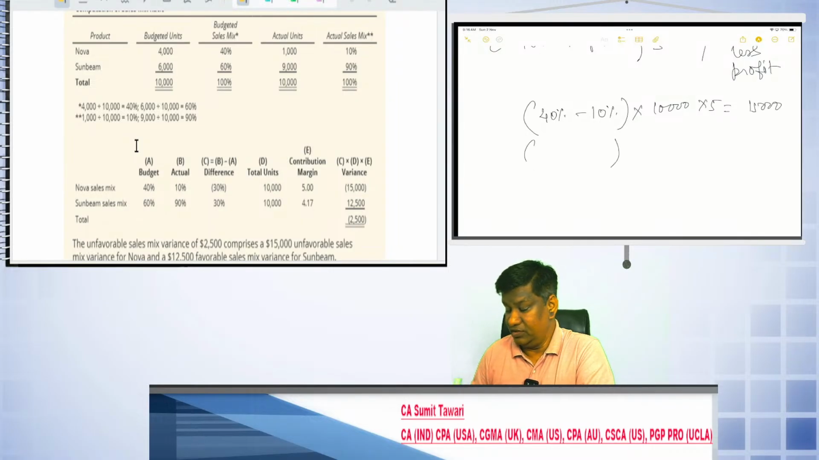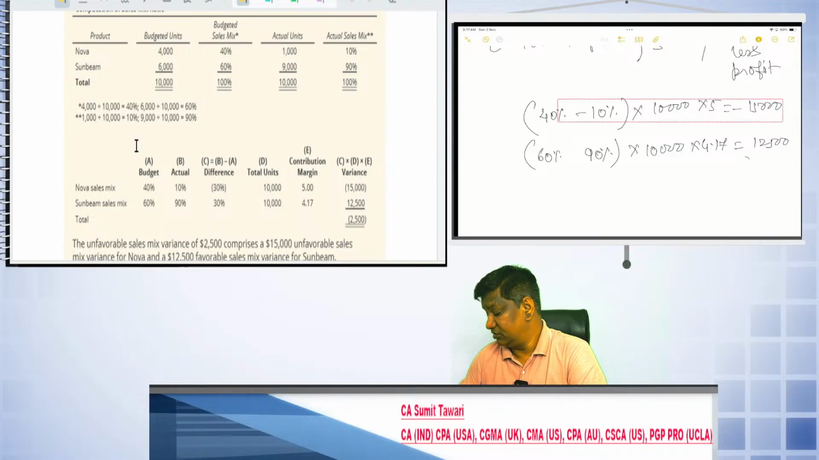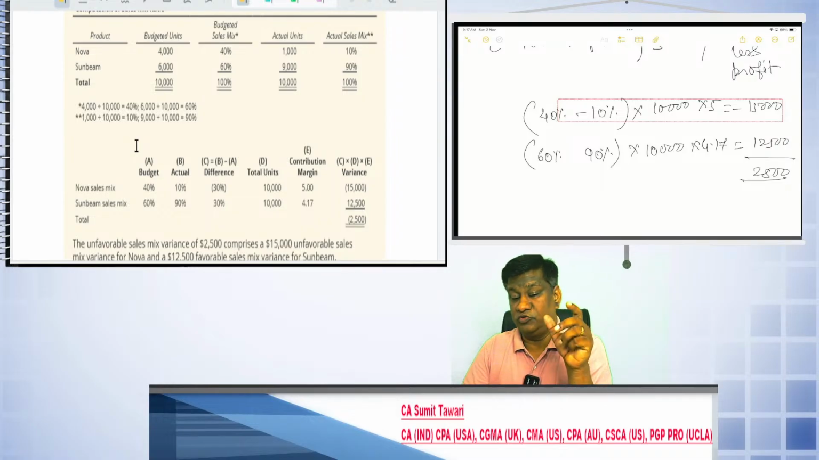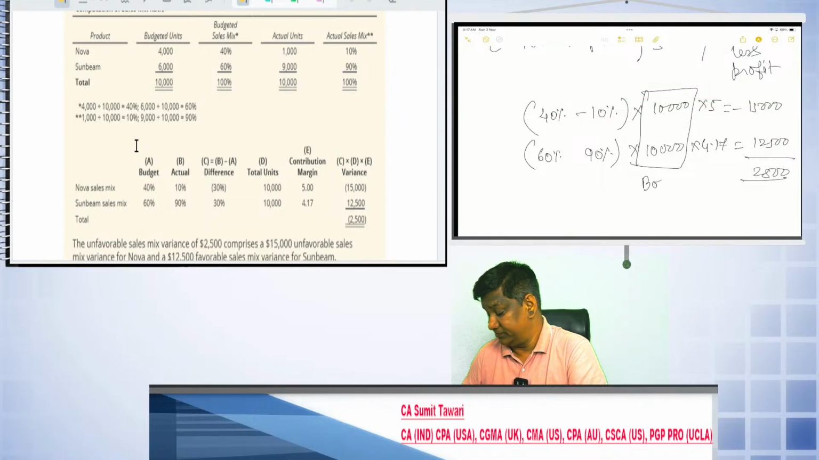And here it was 60%, and now it is 90%. Again the total number of units is 10,000, multiplied by 4.17, which gives 12,500. Then this is minus and this is plus, so it is 2,500. Because of the change in the quantity sold, we need to calculate the variation. This 10,000 includes both products.